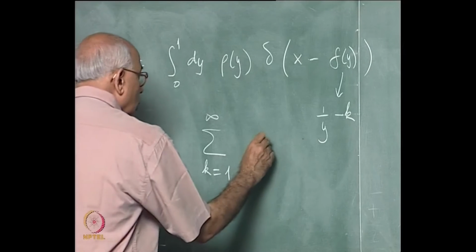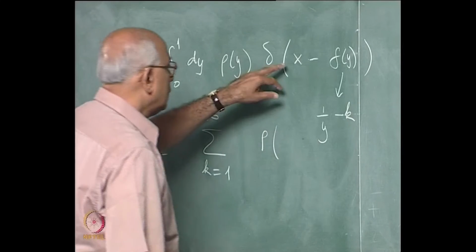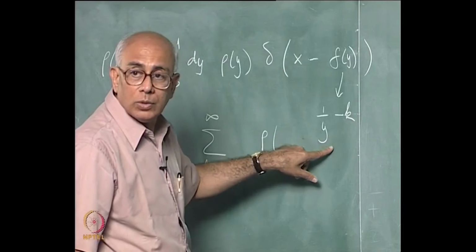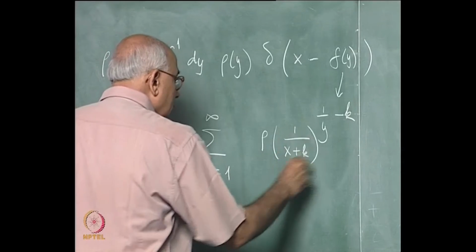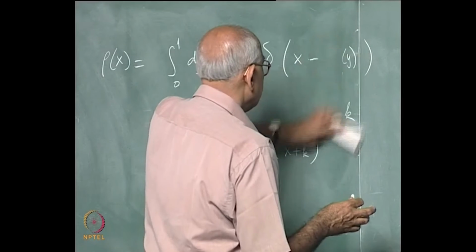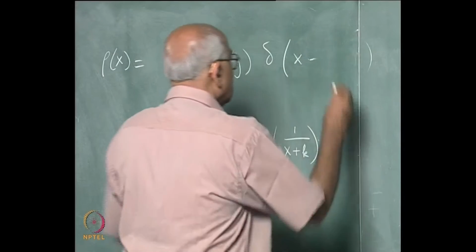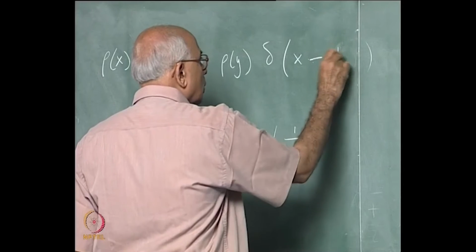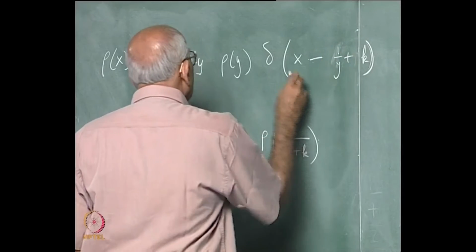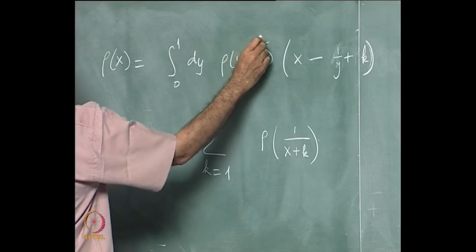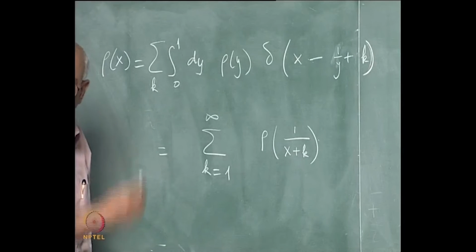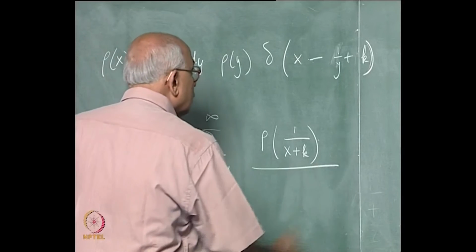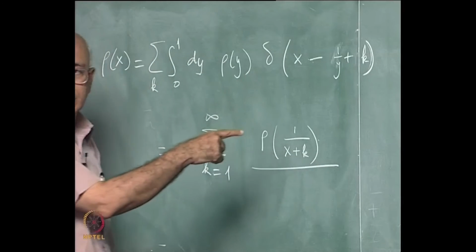of rho of, well, x plus k is y, so y is 1 over x plus k, so 1 over x plus k goes in here. Let us write this x minus, this is 1 over y plus k, and there is a summation over k, divided by the Jacobian of the transformation. The Jacobian of the transformation, when I take the modulus, is just 1 over this guy here.